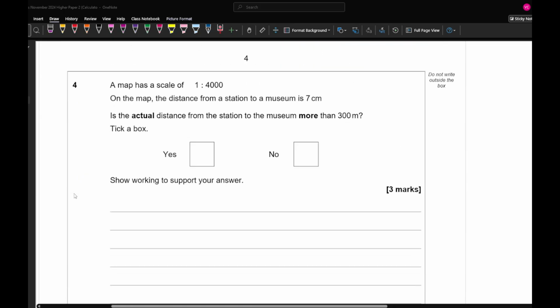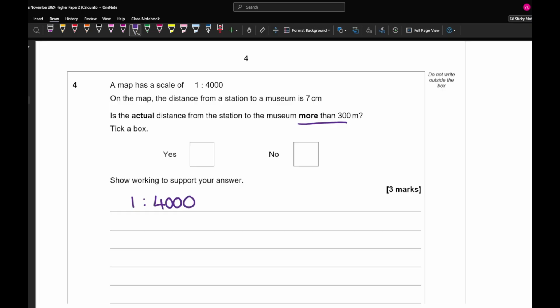For question 4, it says a map has a scale of 1 to 4000. On a map, the distance from a station to a museum is 7 centimeters. The question is asking us, is the actual distance from the station to the museum more than 300 meters? And we need to tick whether it's yes or no. So if we look at the original scale, it's 1 to 4000. Now that is 1 centimeter equals 4000 in real life.